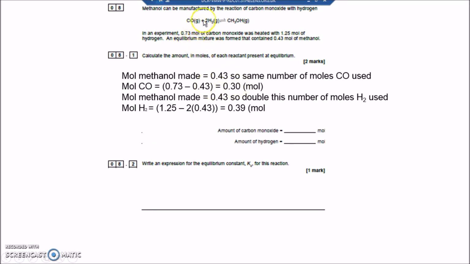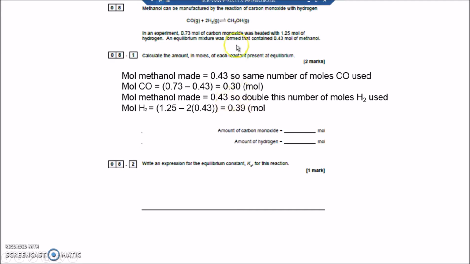Now then, when I make 0.43 moles of methanol, for every 1 mole of methanol, I need 2 moles of hydrogen. So to make 0.43 moles of methanol, I must use up 0.86 moles of hydrogen. I started off with 1.25, take away 0.86 equals 0.39, again to 2 significant figures.